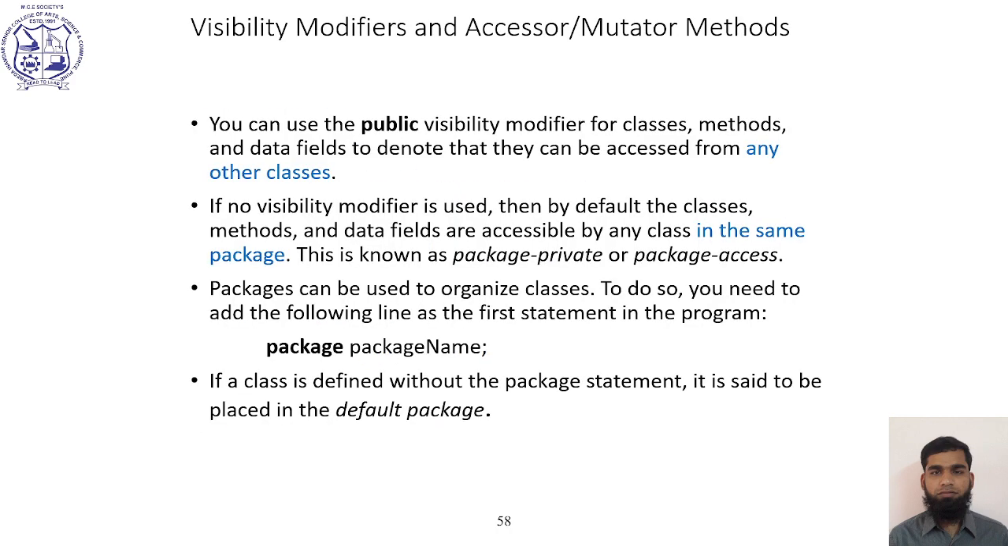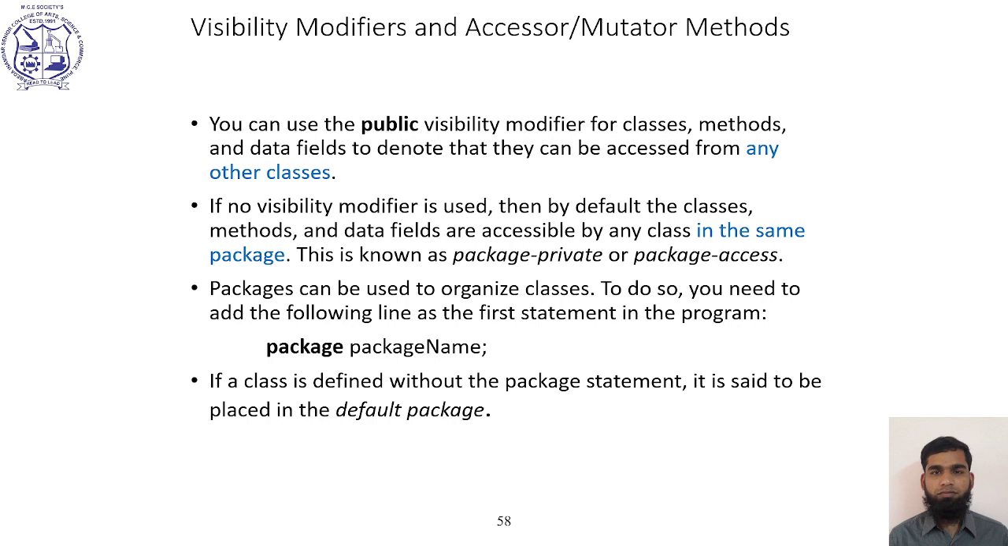Visibility modifiers and accessor/mutator methods. You can use the public visibility modifier for classes, methods, and data fields to denote that they can be accessed from anywhere, by any other classes. Actually, we have the default modifier, and the visibility modifiers protected, private, and public. From those, public means anyone can access the methods or class variables.